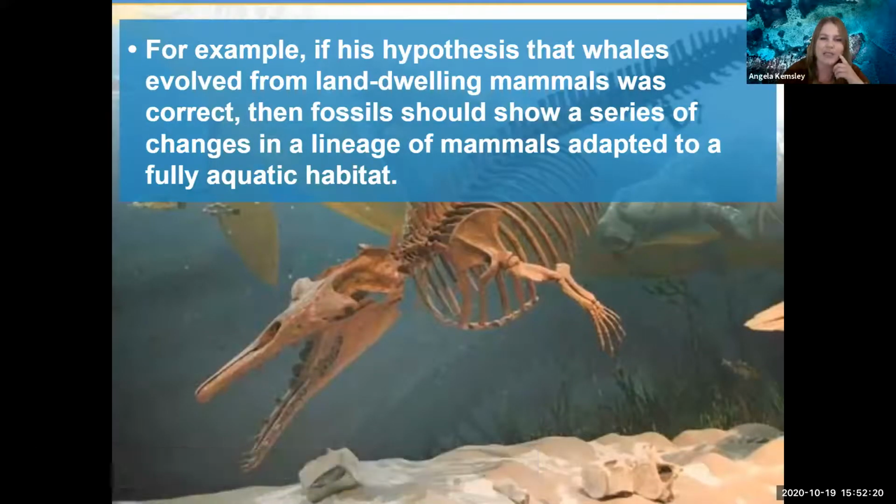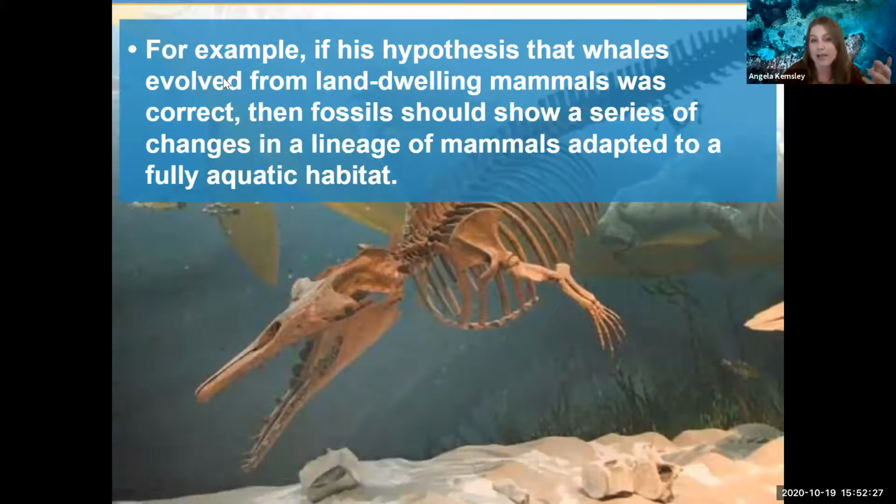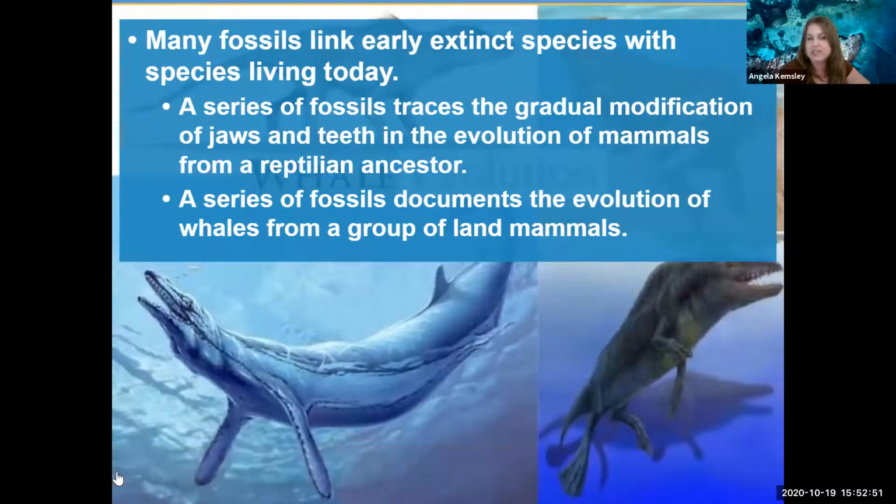A good example of this is Darwin's hypothesis that whales evolved from land-dwelling mammals. If it was correct, then fossils should show a series of changes in a lineage of mammals adapted to a fully aquatic habitat. So there should be mammals fully on land, and then you should see some kind of transitional form that could be on land and in the water, and then the next one would be in the water, right? There should be something like that going on.